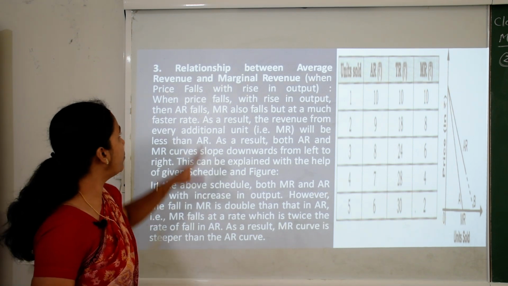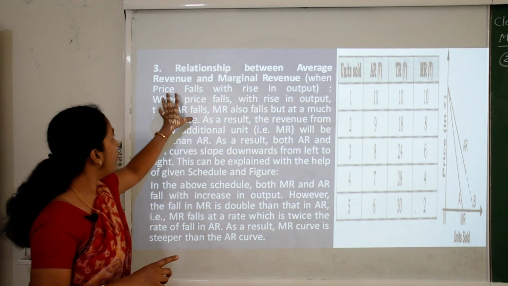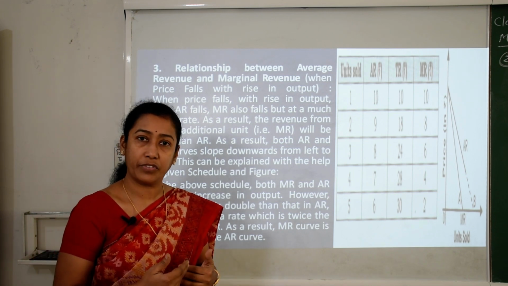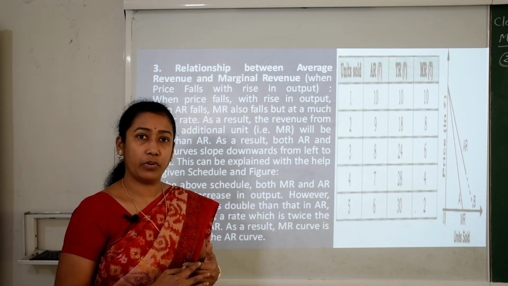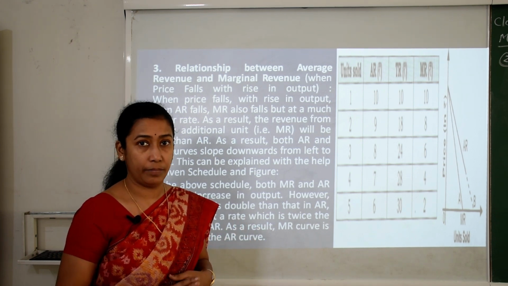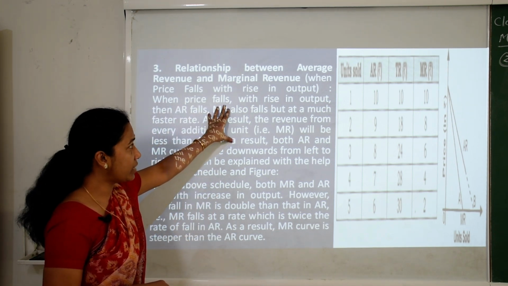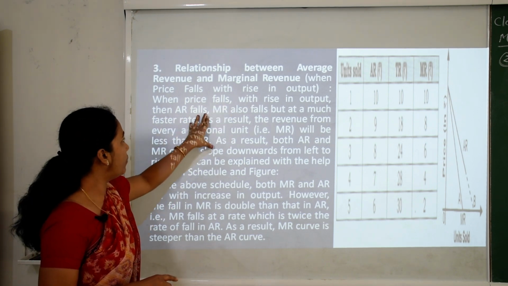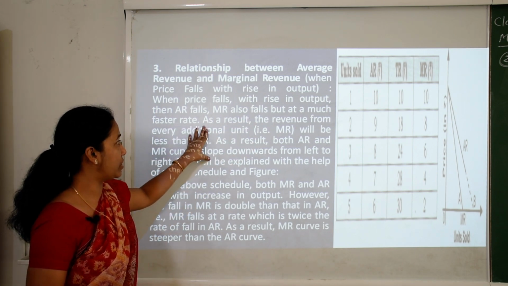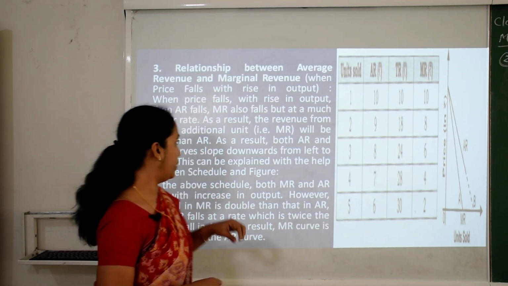Now next is the relationship between average revenue and marginal revenue once again, but here the condition is when price falls with a rise in output. That means as the firm sells output one after the other, the price of the product is falling because of the conditions of demand and supply. So what will be the condition? When price falls with a rise in output, then average revenue also falls and marginal revenue also falls, but at a much faster rate. That is, marginal revenue will fall at a much faster rate than the average revenue curve.